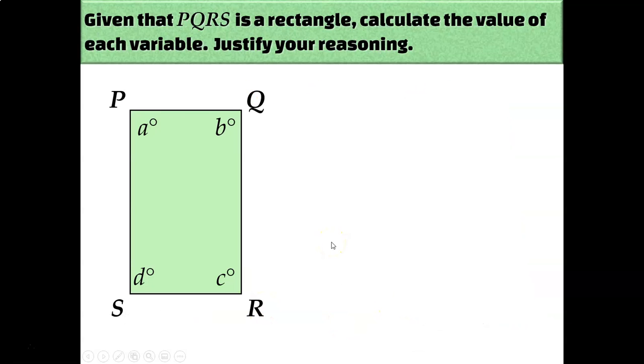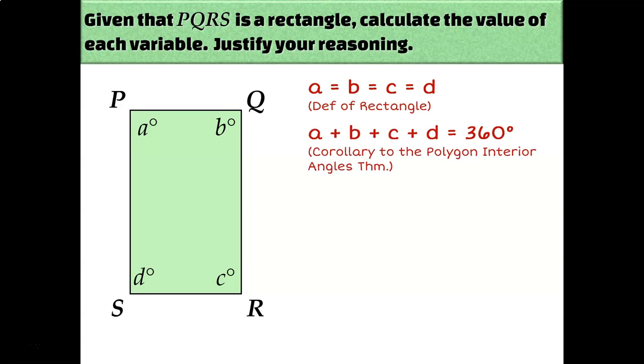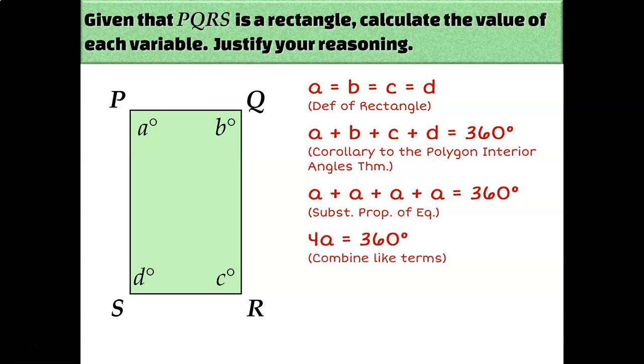What is the measure of A and B and C and D? Well, since it's a rectangle, A must be equal to B, must be equal to C, must be equal to D. And because of the corollary to the polygon interior angles theorem, we know that if I add up all 4 of those, it would equal 360. So instead of A plus B plus C plus D, we could substitute A for all 3 of the other variables. So 4A equals 360, so A must be equal to 90 degrees.